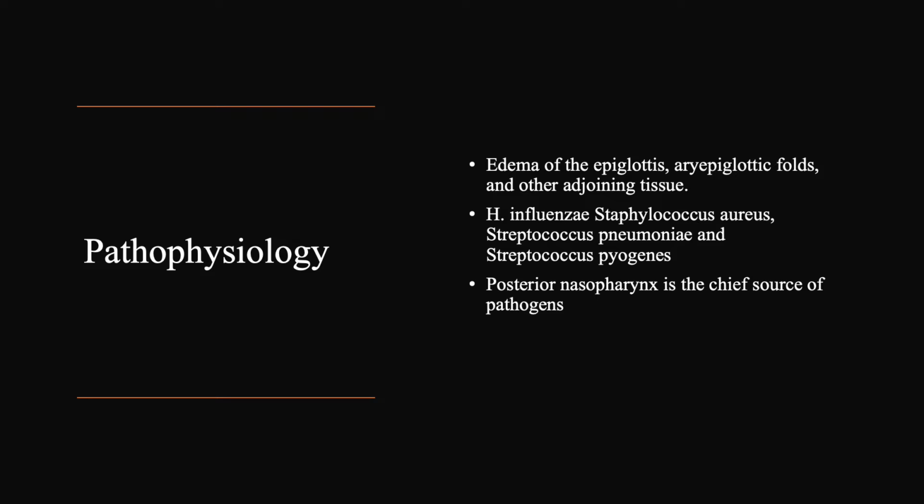Epiglottitis will result from S. pneumoniae, S. aureus, and beta hemolytic streptococcus. However, Haemophilus influenzae remains the most common pathogen in both adults and children. Infection of the epiglottis can lead to marked edema and swelling of the epiglottis and supraglottis and can affect clients of any age. The posterior nasopharynx is the chief source of pathogens.